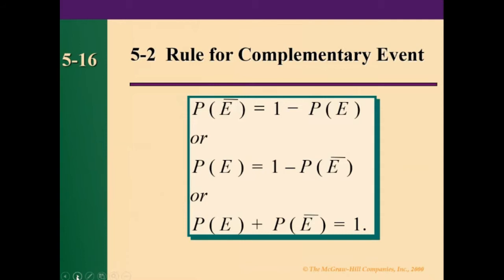Ano yung example nun? Di ba ang probability ng getting a 4 sa rolling a die is 1 over 6. Ang kanyang complement is getting 1, 2, 3, 5, and 6. That's 5 over 6. Pag pinag-plus nyo yun, 1 over 6 plus 5 over 6 is equal to 6 over 6 or 1. Okay? So, ganun yun. Pag pinag-plus mo yung event at saka yung complement niya, the result is 1.